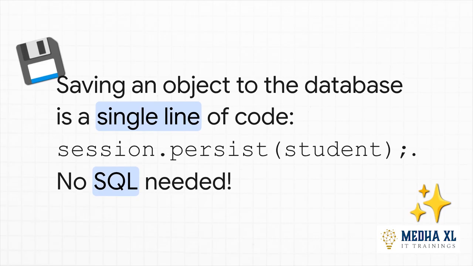And now for the real magic. After you get your session, how do you save a new student object to the database? Well, it's just this one line of code, session.persist(student). That's it. Hibernate generates the insert statement, executes it, and handles everything for you. No manual SQL in sight.